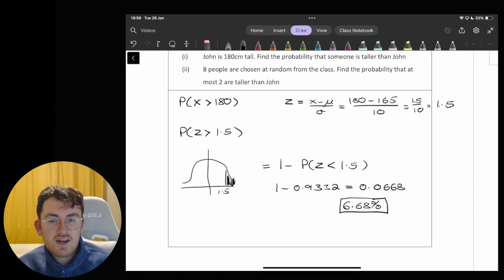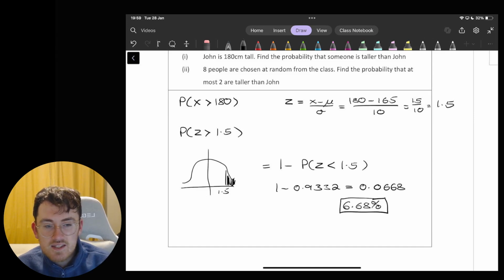Given the fact that John is already 1.5 standard deviations above the mean value, the average value in the class, it's probably not surprising that the probability of someone being taller than him is quite small, 6% or even 7% if we round it to the nearest percentage.